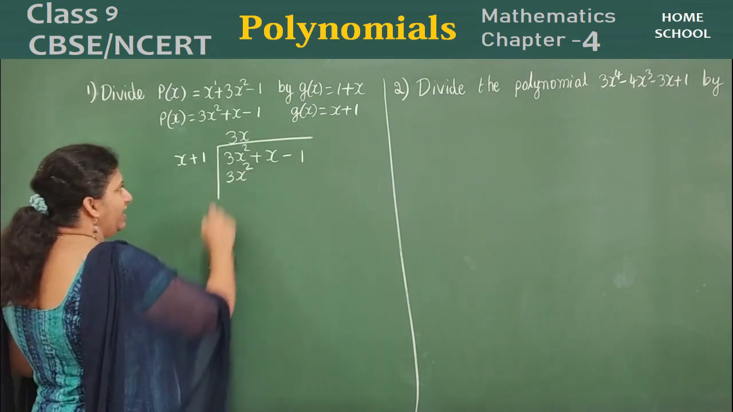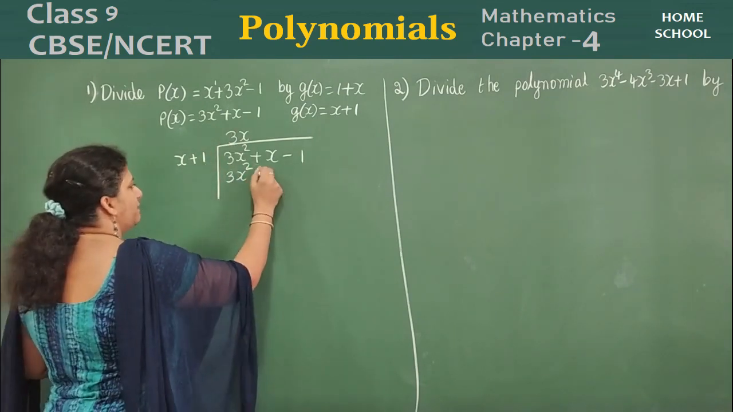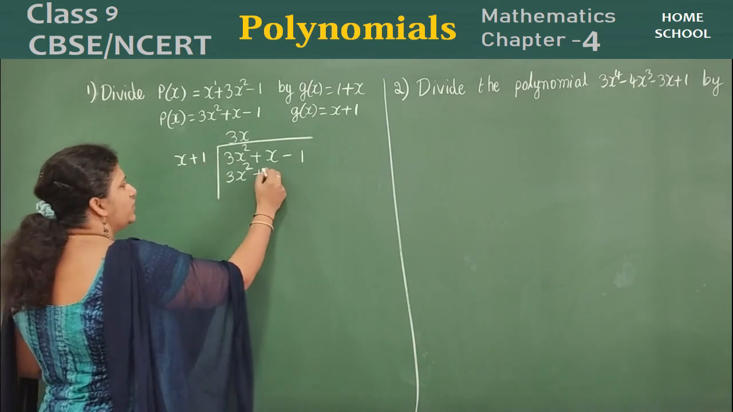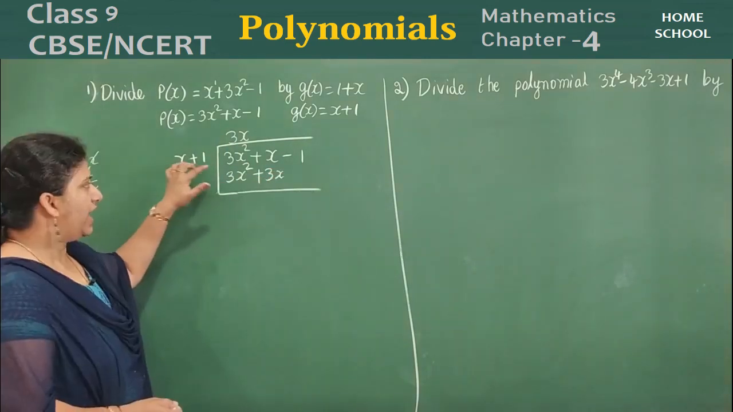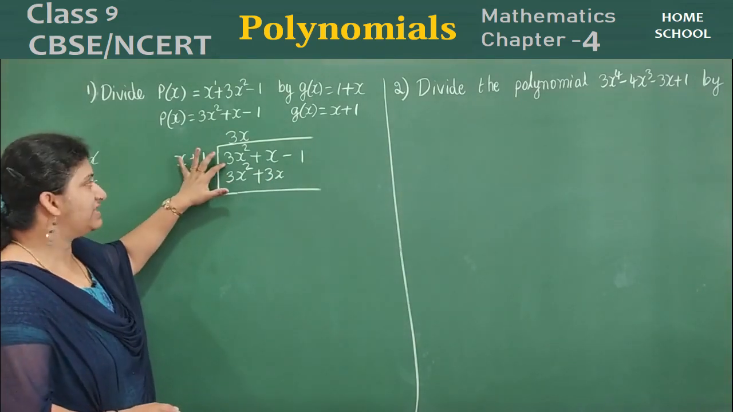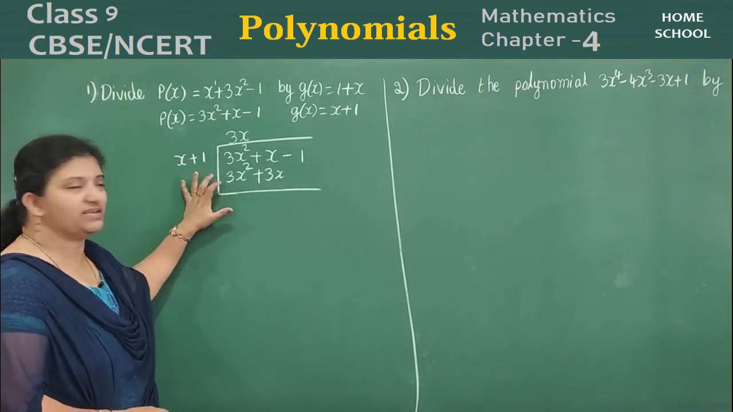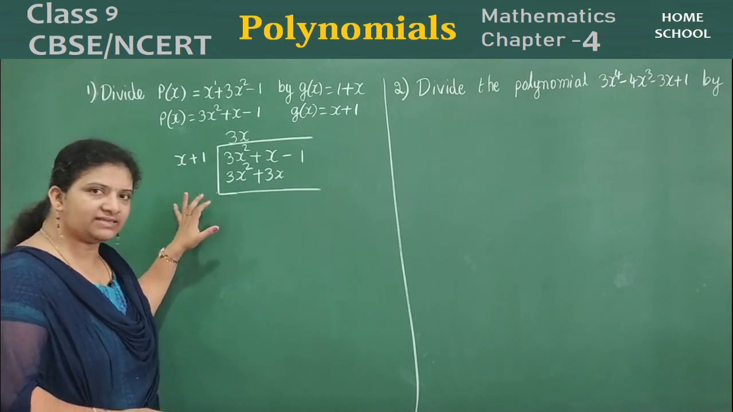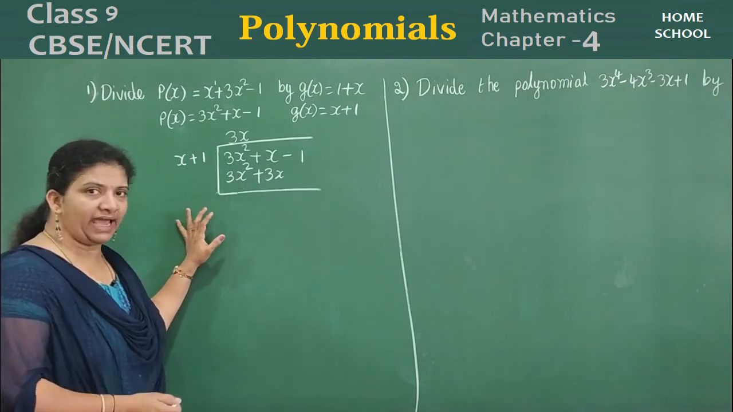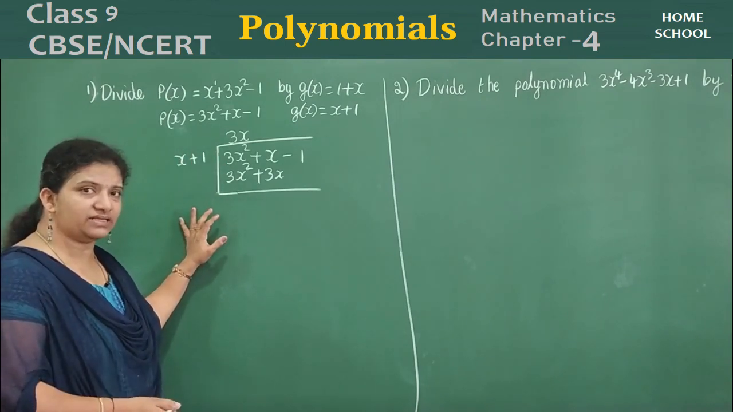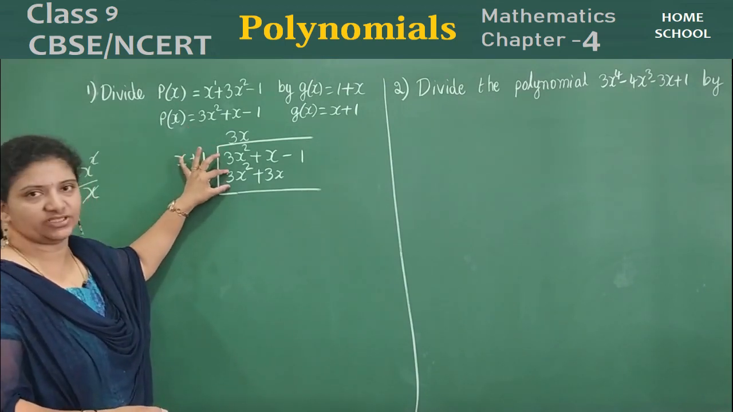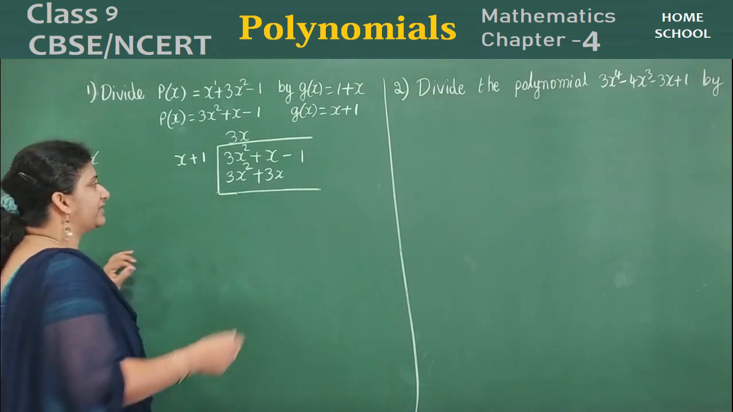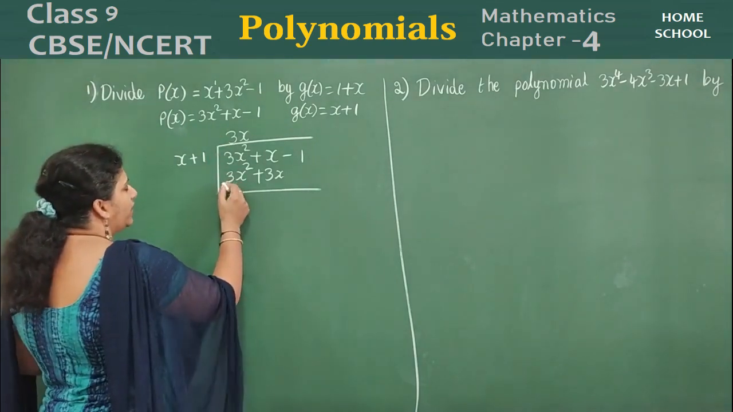3x square plus, into plus, plus 3x into 1, 3x. Okay. Now observe here, we have plus 3x square and here plus 3x square. Will it cancel? No, it cannot be cancelled. Then how it can be cancelled? When we subtract this equation with this equation, it can be subtracted. So now, what you are going to do?